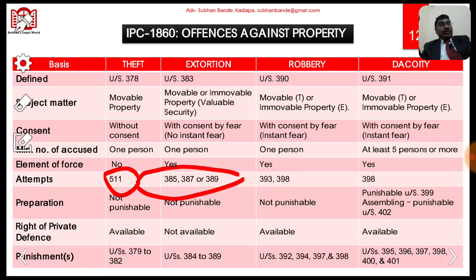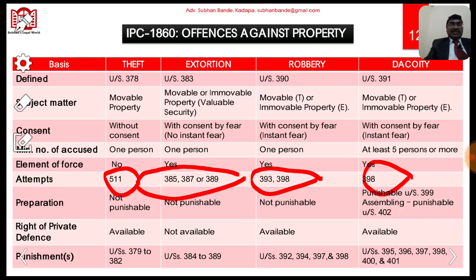Here, the attempts of extortion are punishable under sections 385, 387, 389. Attempt of theft, robbery. Attempts of robbery are punishable under sections 393, 398. The attempt of dacoity is also punishable under section 399.